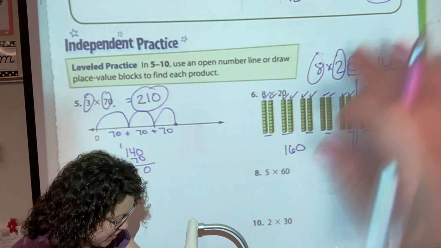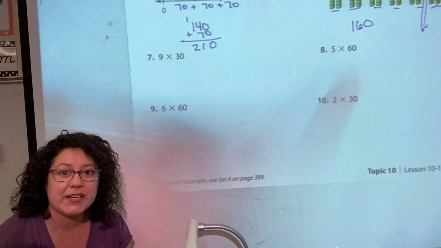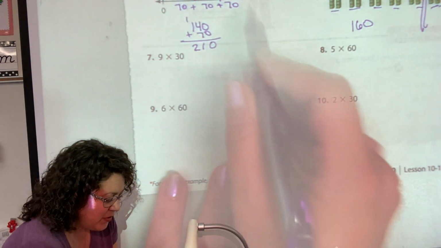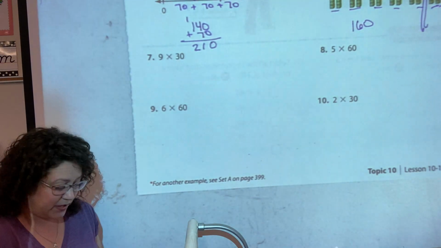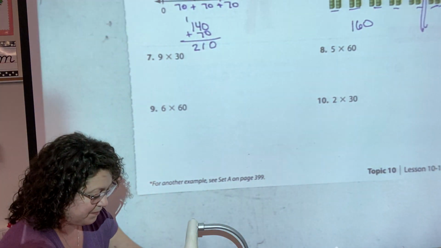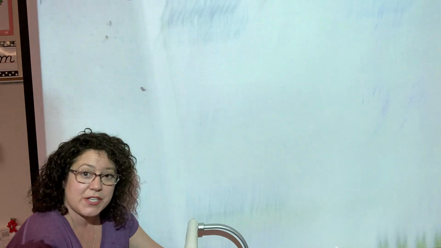You are going to finish the bottom. It's 4 questions here. You can draw it out, you can do a number line, or you can use my strategy. Make sure you get it checked. Okay? Turn over to the back.